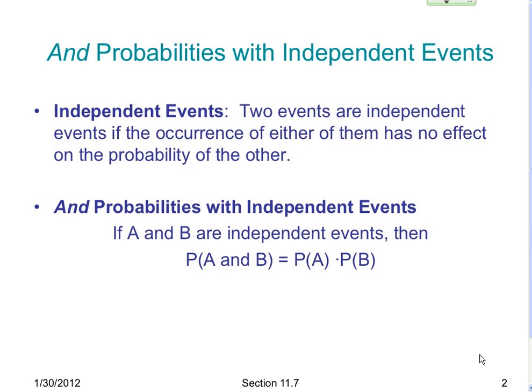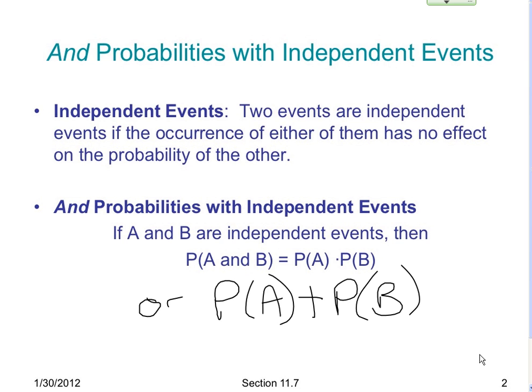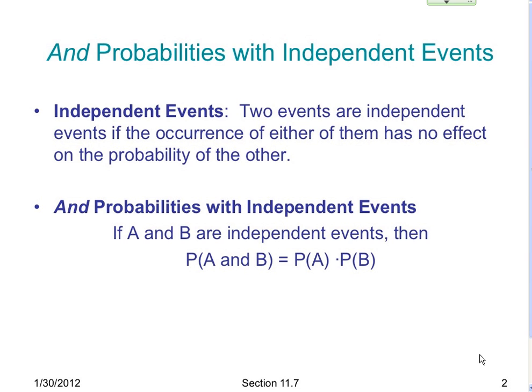Remember in the last section we did probability with OR. If it's probability with OR, we would take the probability of A plus the probability of B. When it's "and", you multiply; for "or", you add.